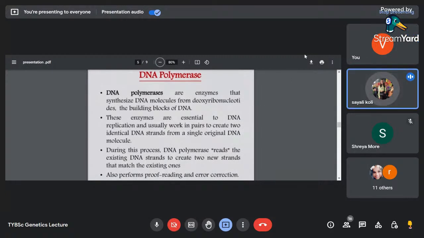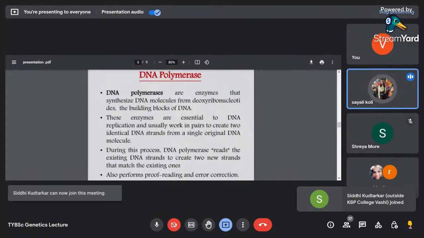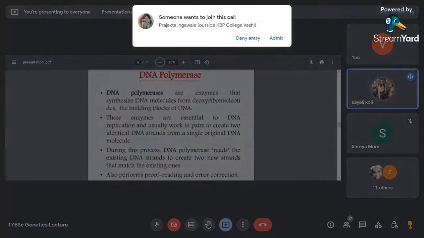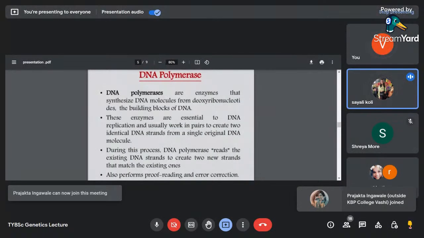Next is DNA polymerase. DNA polymerases are enzymes that synthesize DNA molecules from deoxyribonucleotides, the building blocks of DNA. These enzymes are essential to DNA replication and usually work in pairs to create two identical DNA strands from a single original DNA molecule. During this process, the DNA polymerase reads the existing DNA strands to create two new strands that match the existing one. It also performs proofreading and error correction.